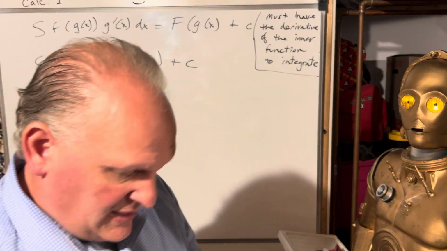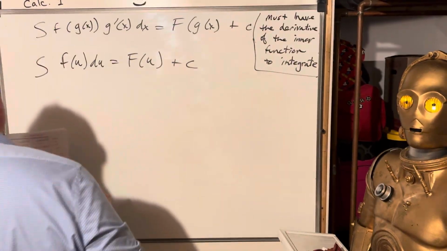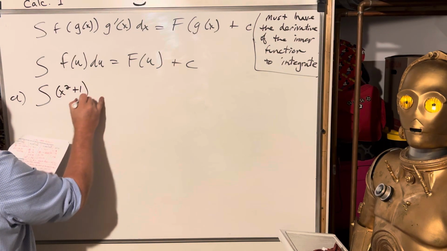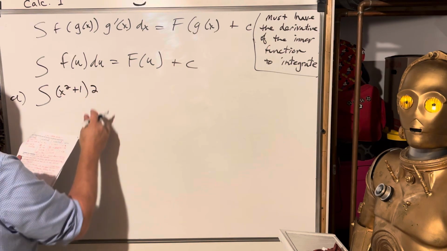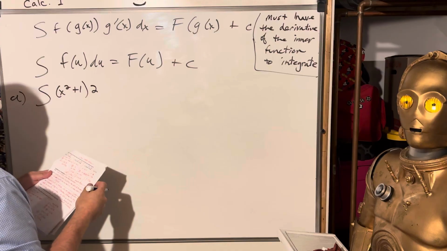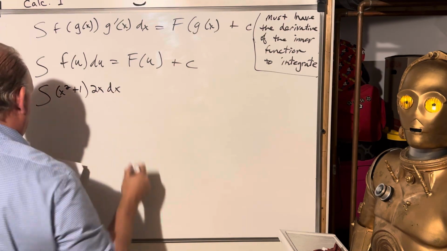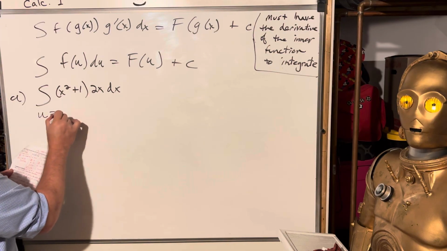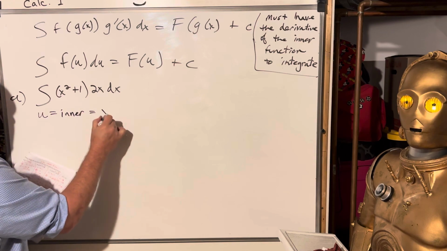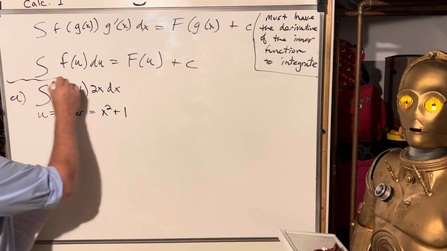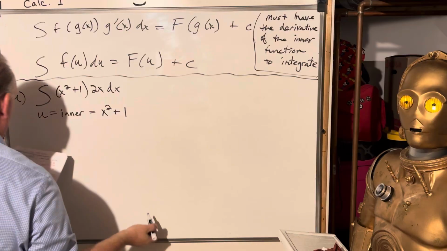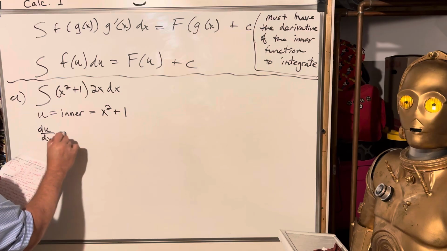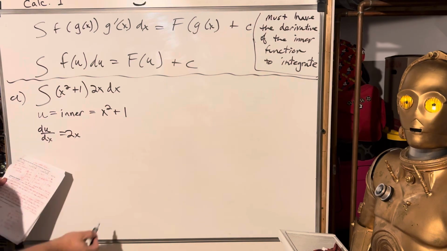So let's look at some problems. On top of page 25, let me show you what they're talking about here. So they want us to integrate x squared plus 1 times 2x dx. And so look, if I know that u is the inner, we're looking at x squared plus 1. Now this is a pre-cooked problem, and you'll see it, and you're going to run into those. So du dx is equal to 2x.